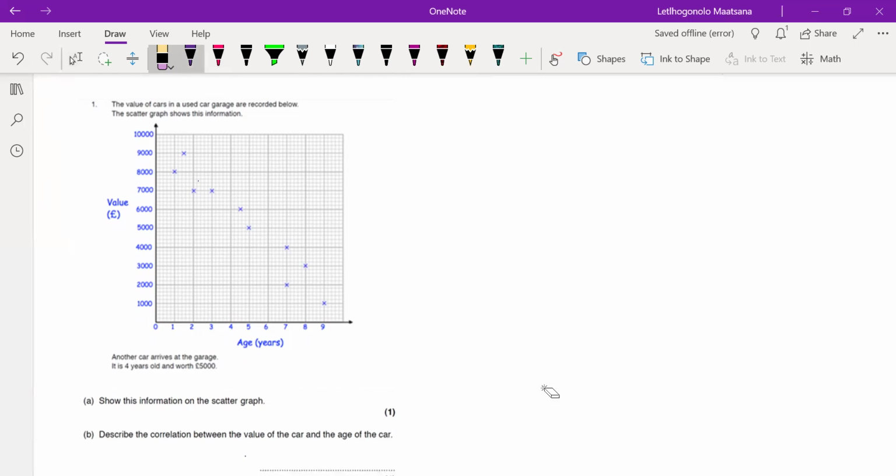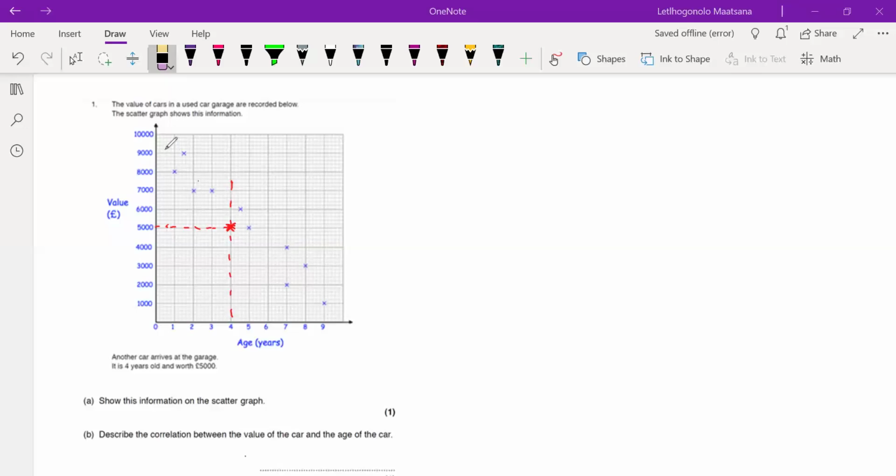So they want us to go to 4 years. It's a different pen. 4 years and 5,000 pounds, and our data point will be there, but just make it a nice little cross and make it so roughly. B, it says describe the correlation between the value of the car and the age of the car.